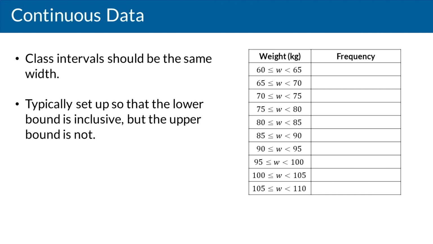Now here, if you look closely, you'll notice the inequalities showing the class intervals for continuous data have different inequality signs on either end. So these ranges are inclusive for the lower boundary. So if someone is 60 kilograms, they would be placed in the first class interval of this frequency table. However, if you weigh 65 kilograms, you would actually be moved into the next class interval.